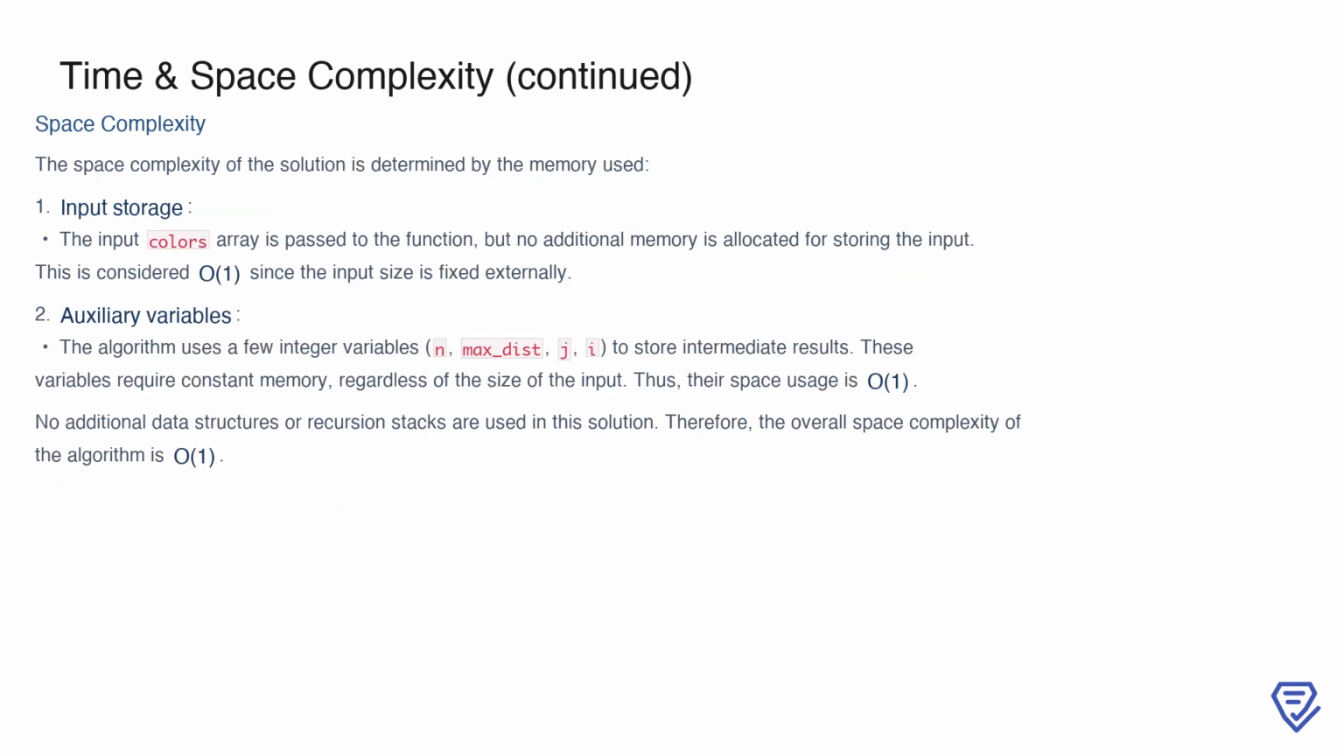Now let's discuss the space complexity of the solution. The storage requirements are primarily determined by the input and any additional variables used. The input array colors is passed to the function, but since no extra memory is allocated for storing it, this is considered O(1) in terms of space. Beyond that, the algorithm uses a few integer variables, such as n, max_dist, j, and i, to store intermediate values. These variables require constant memory and do not depend on the size of the input array, making their space usage O(1). Since the solution avoids using additional data structures or recursive calls, the overall space complexity remains O(1).